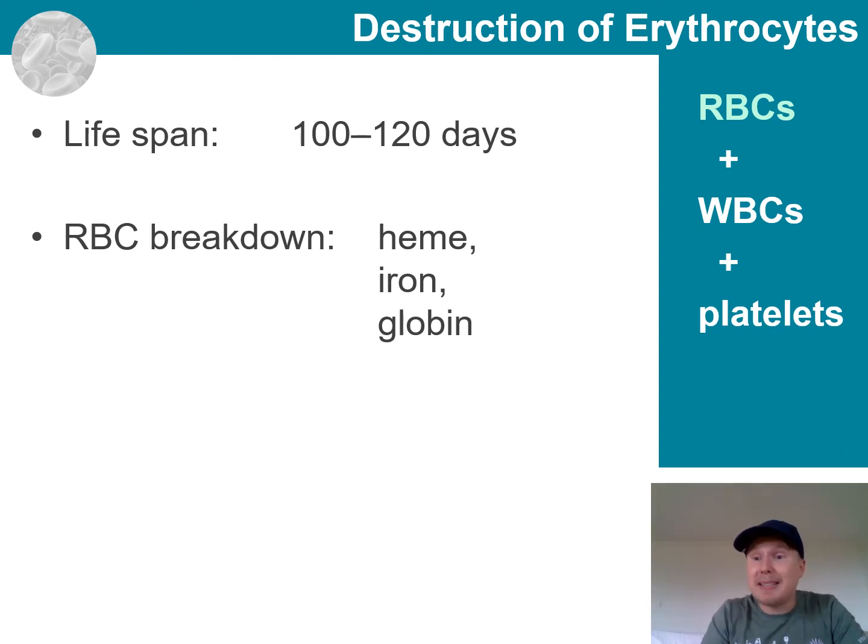So when red blood cell becomes too old, they are broken down in components. Some of these, such as iron, can be reused. Others, like heme, are removed, for example, by the liver.